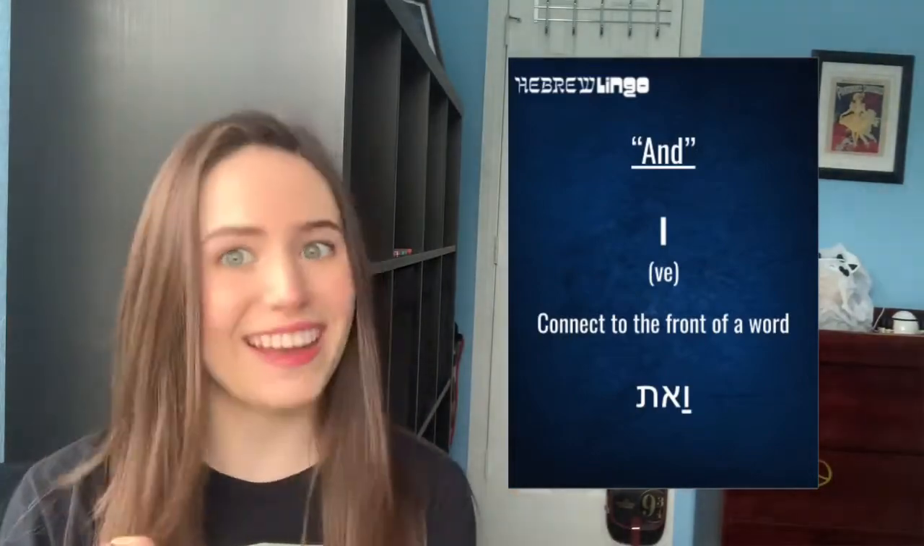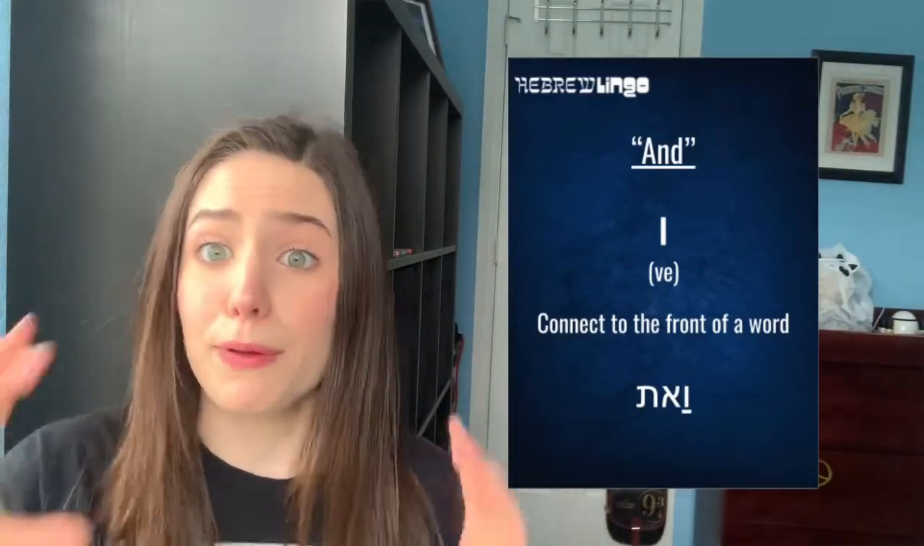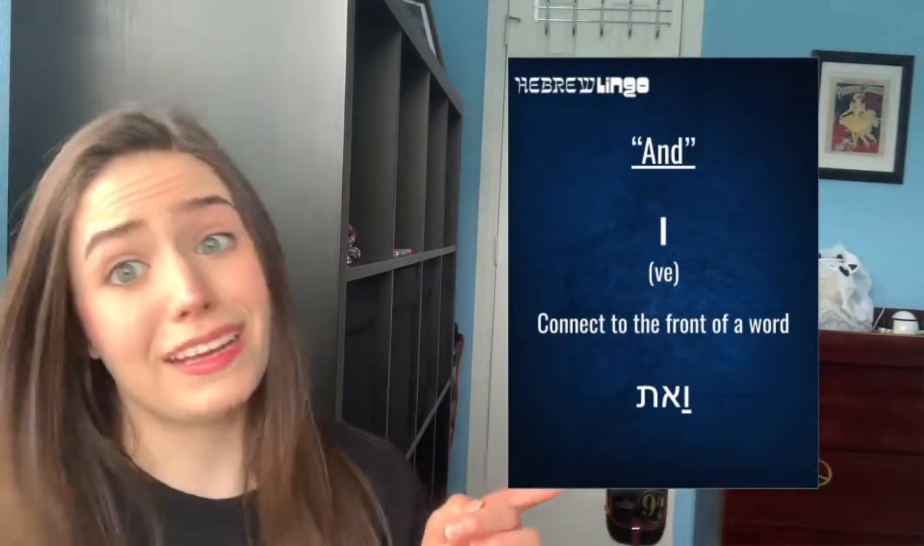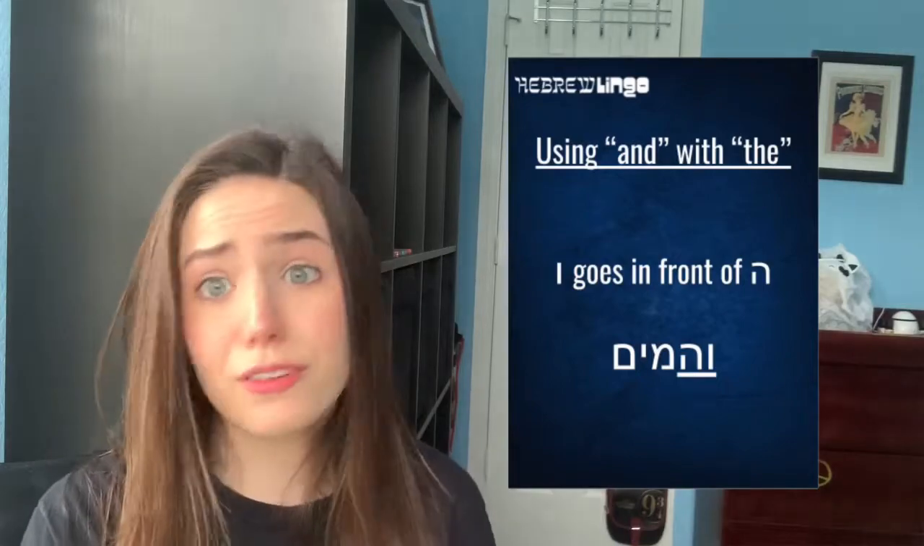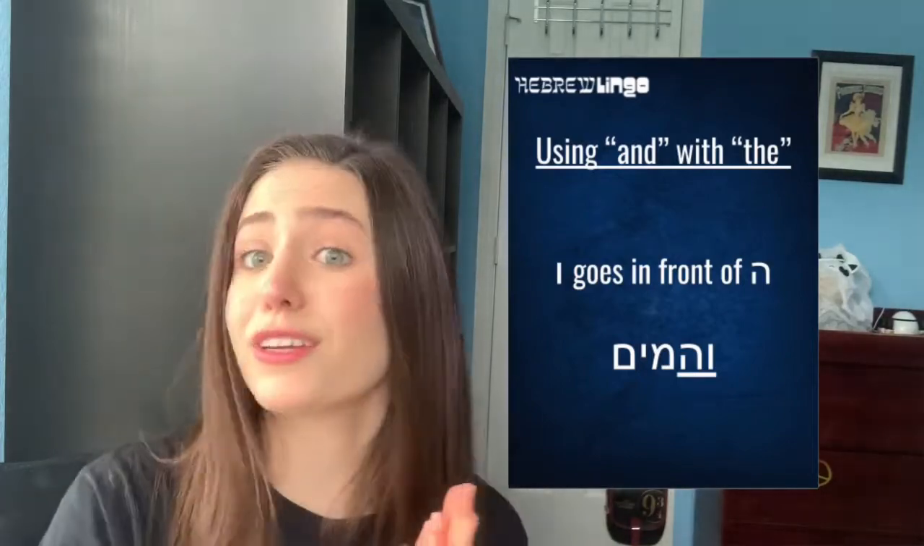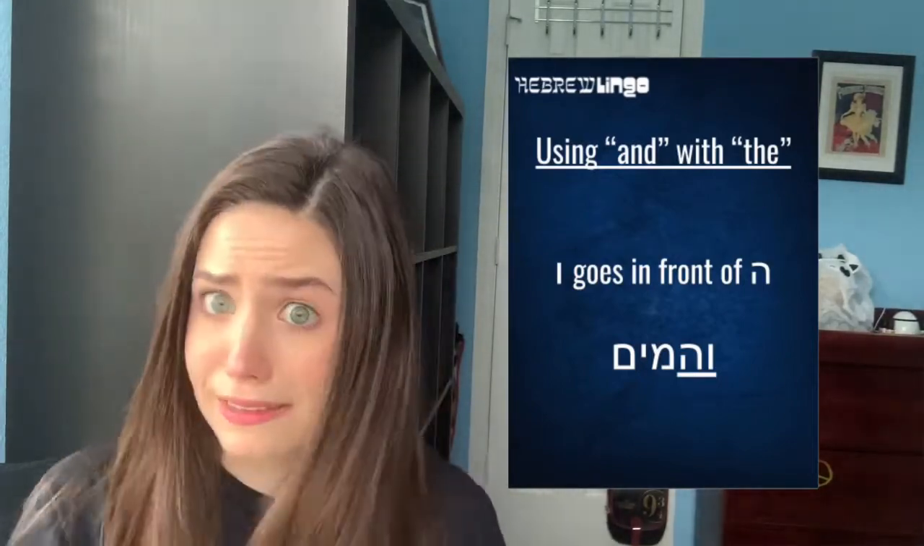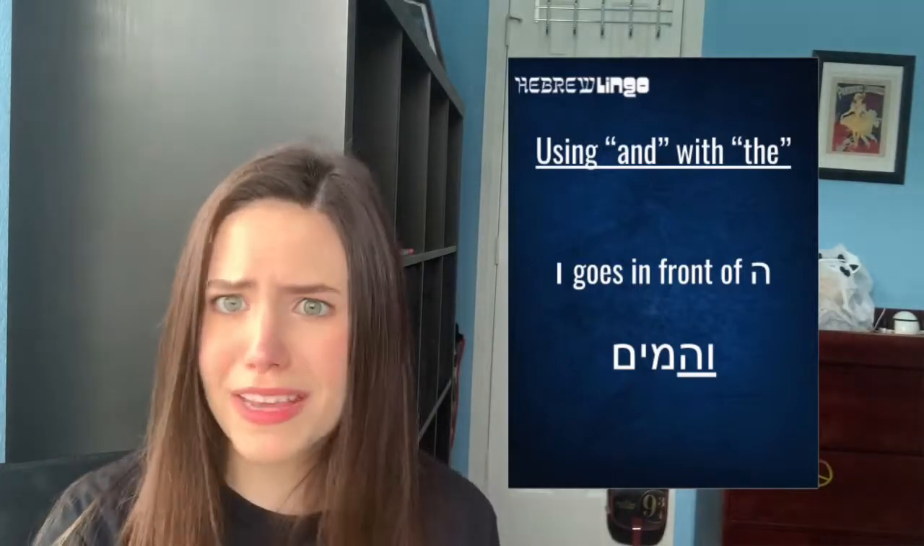Now on to learning the word "and." The way that you pronounce and is "ve," and you use it just like ha by putting it onto the word. So the example right here is "ve'at," which means "and you." When you're using ve and ha on the same word, just like in English when we say "and the water," you actually say "ve'hamayim." And yes, they are both connected to the word, which makes it look really weird.